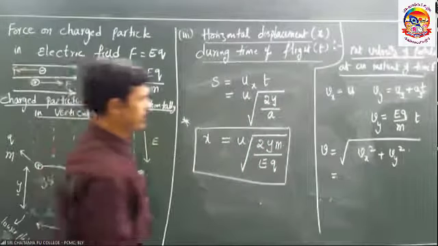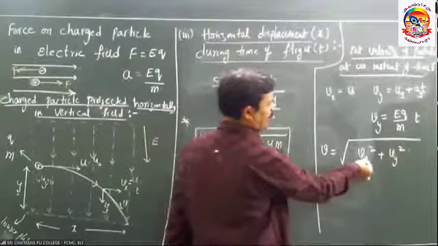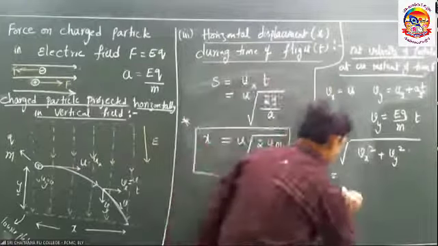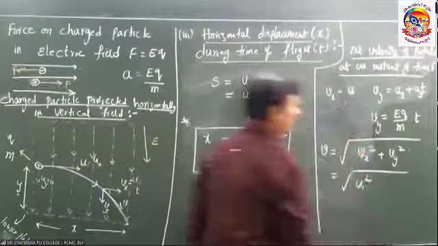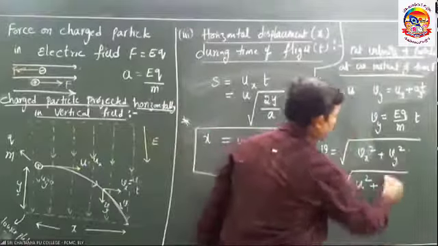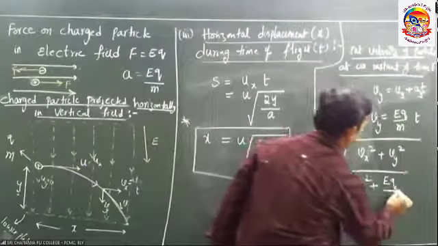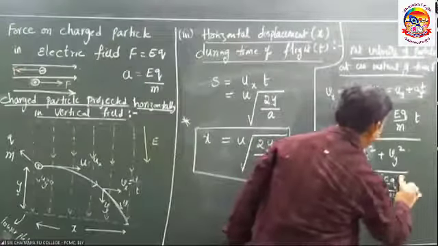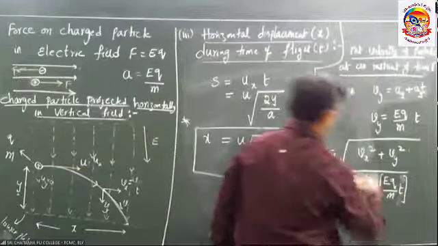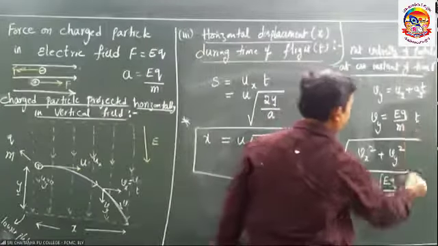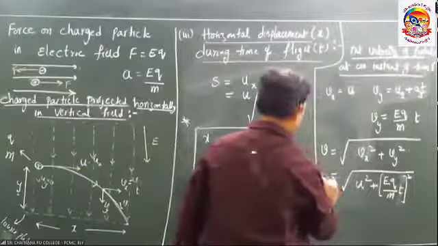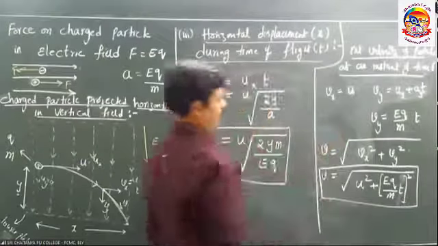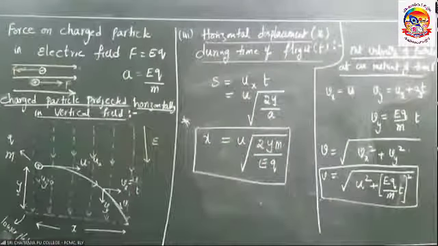Root over Vx square plus Vy square. What is Vx? u. So V is root over u square plus Vy square, that is, root over u square plus eq by m into t, whole square. This is V. Right? Come on, note down.